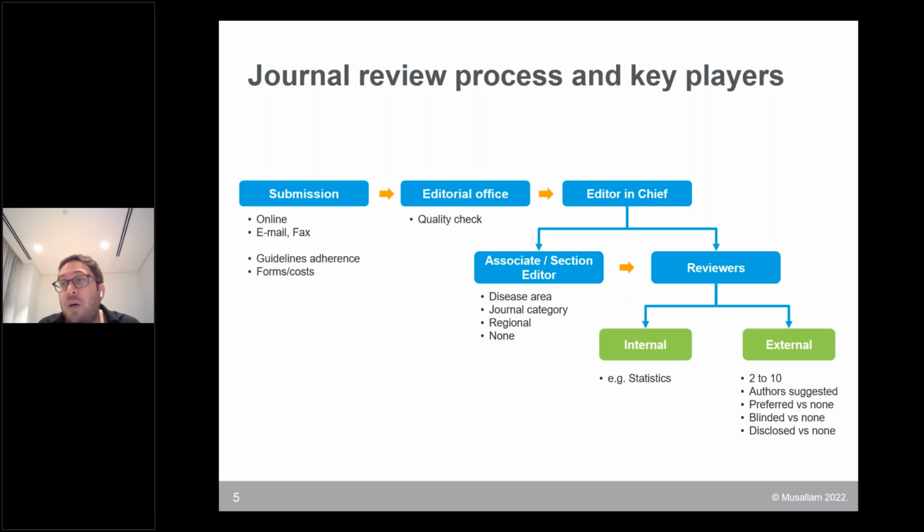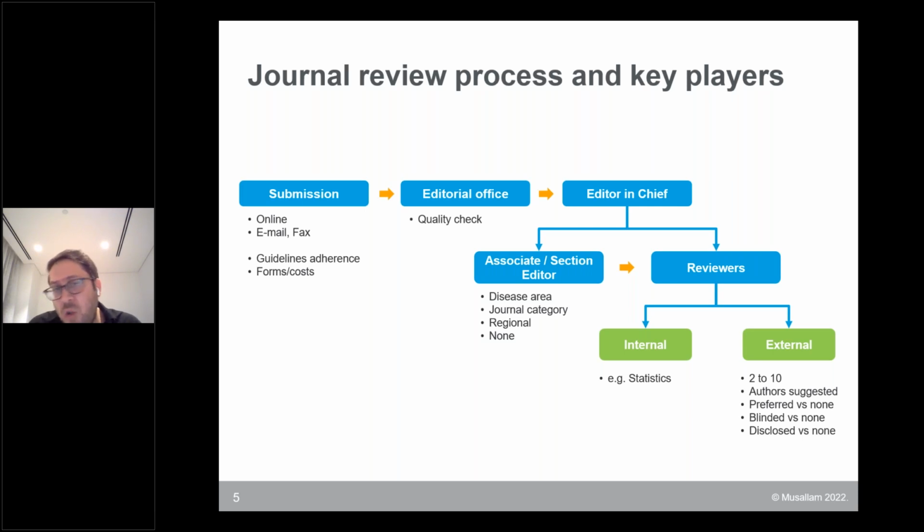universities, where when we mention editorial office, that could just mean the administrative assistant of the editor-in-chief, who's, for example, a physician in a department in a hospital, and his assistant is also his editorial assistant for the journal. Usually the editorial office does a quality check to make sure that you adhere to certain guidelines that the journal asks from you. And then the editor-in-chief, or sometimes just called the editor, will, it depends.